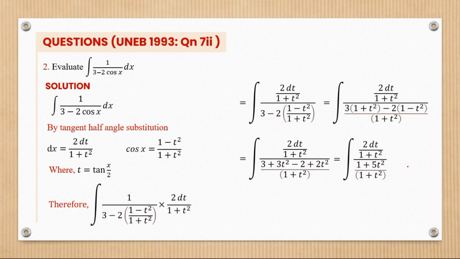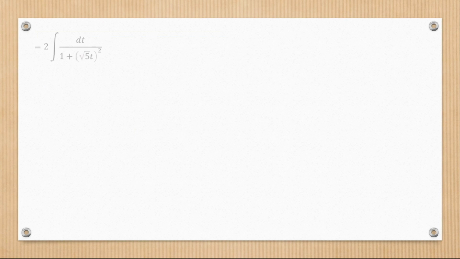So next I can see that this and this will cancel, and I will be left with 2 dt over 1 plus 5t squared, of which I can pull out a 2, and I'll have 2 into the integral of dt over 1 plus 5t squared. But remember that we can actually use tan trigonometric substitution. So this is the same as root of 5t, and then combine them, and we have it as a squared. So basically it's like that.